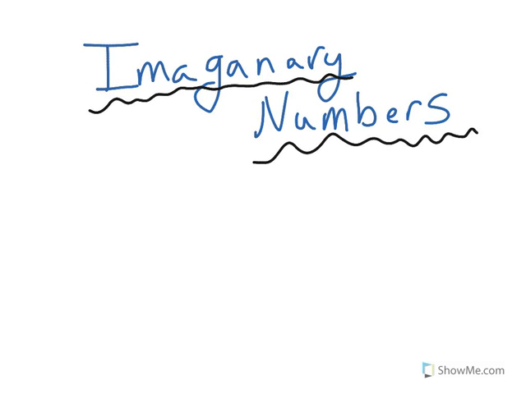Alright, imaginary numbers. The square root of -1 is actually equal to i. I know the math teachers have been lying to you for years, saying we cannot take the square root of a negative, but we can. It's an imaginary number. So the square root of -1 is i.